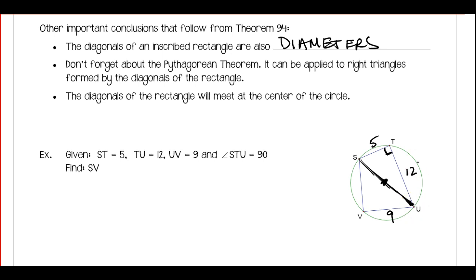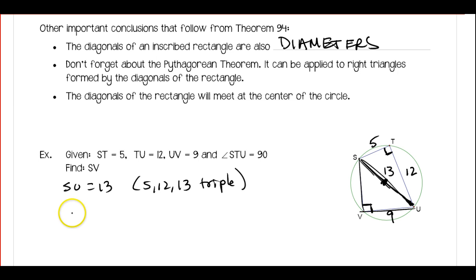So now I can easily see that SU is going to be 13. SU equals 13 because it's a 5, 12, 13 triple. And again, if you don't remember that triple, you just use the Pythagorean theorem. Now that I know that this is 13, I can find SV. Again, since this is a diameter, I know that this angle is inscribed in a semicircle, so that's going to be a right angle. And I can use the Pythagorean theorem.